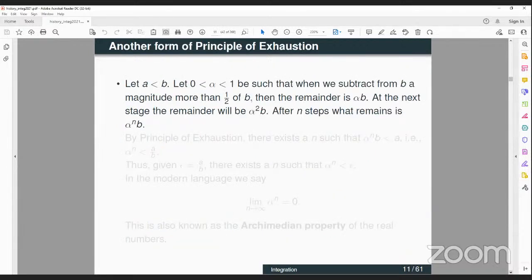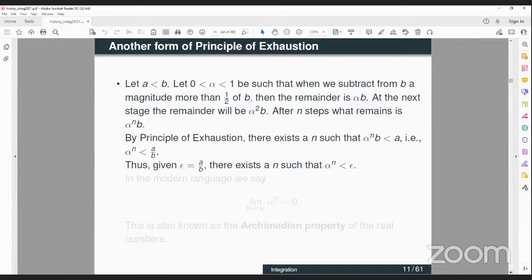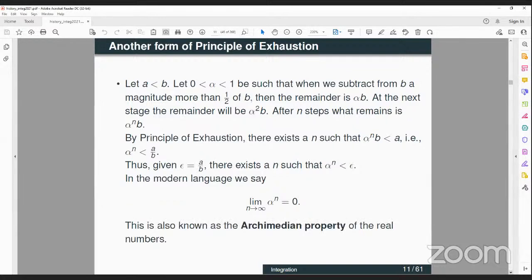There is another principle, which is also part of the principle of exhaustion, called the Archimedean property, which says that if you have a number between 0 and 1 and raise it to the power n, then the limit is equal to 0. So that is another way of stating the Archimedean property. It is also hidden there, and it is attributed to Archimedes. Again, that is the principle of exhaustion. These are some of the consequences of the work of Euclid and the Greek mathematicians.